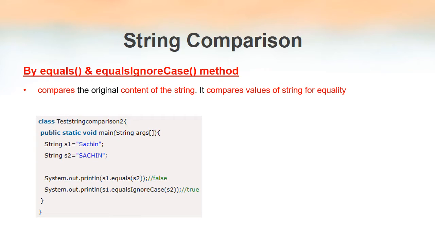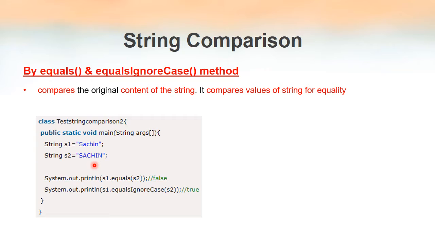In this example, we have two strings, S1 and S2, and both of them have the value Sachin. But as you can see, in S2 everything is in uppercase or capital letters. In S1 there is only one uppercase letter, the remaining letters are lowercase. So the difference between the equals method and the equals ignore case method is, the equals method checks whether each and every letter in these two words is of the same case and same letter.